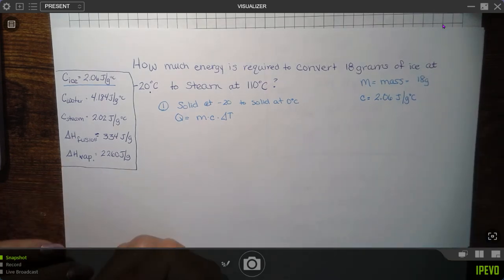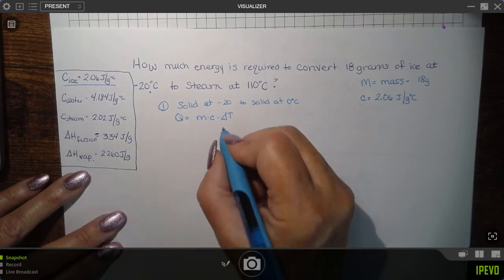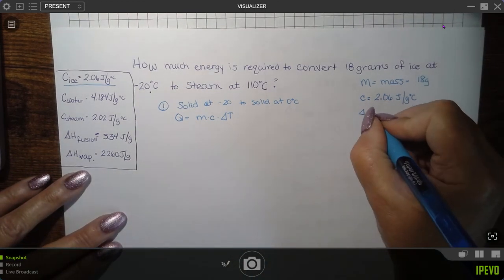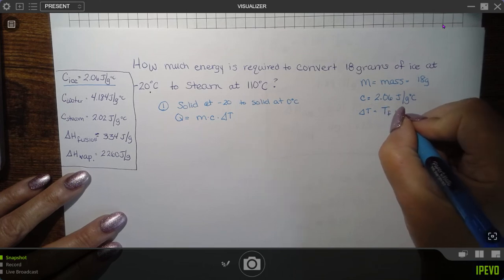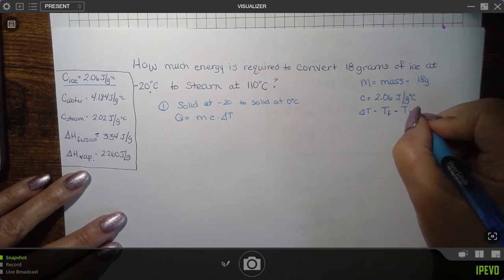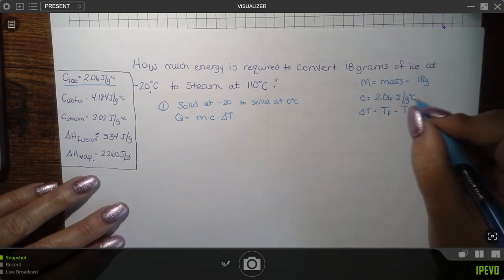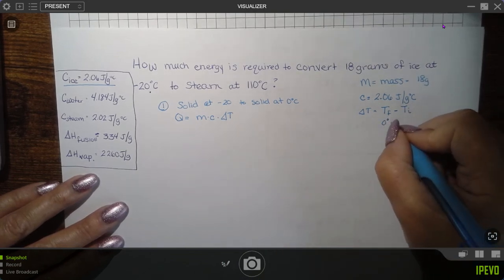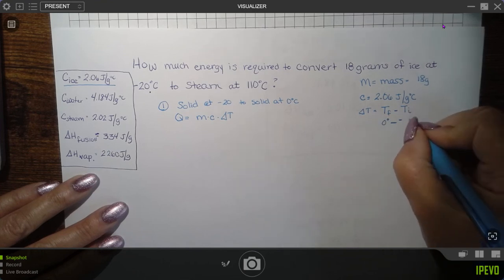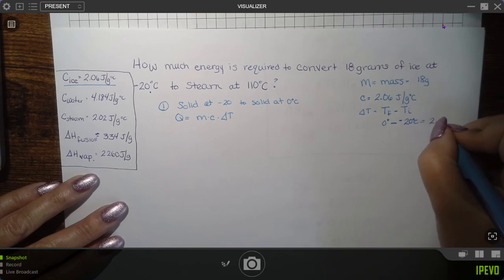We will give you all of these constants when we require you to do a calculation. And then delta T is the change in temperature. It's going to be the final temperature minus the initial temperature. In this case, the final temperature is 0, so 0 degrees Celsius minus negative 20 degrees Celsius. So our delta T is going to be 20.